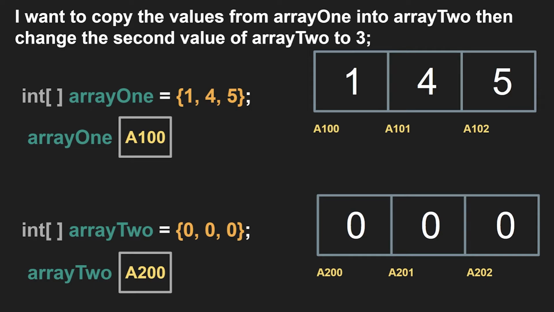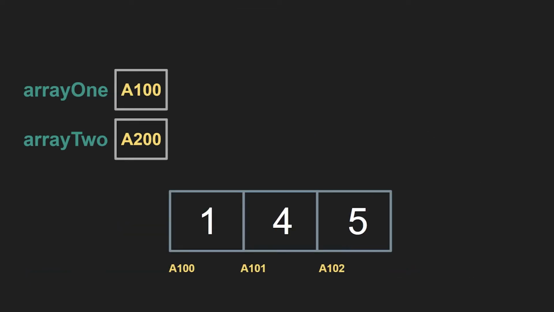So what we want is for this to all be copied over. This is going to end up being 1, 4, and 5, and then we want to change this 4 that's copied to a 3. The thing is, when we're using normal variables, we just use the equal sign as an assignment. So if we want to set a equal to b, then we just do a equals b, and that copies over the value from b into a. In this case, we're going to try the same. Array 2 equals array 1. This copies the value from array 1 into array 2.